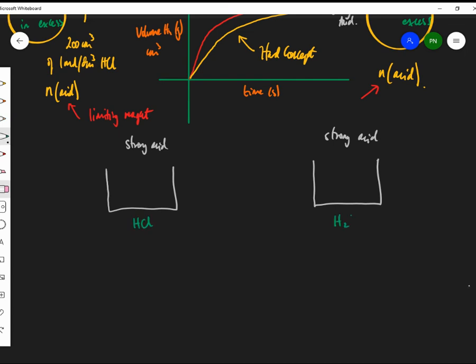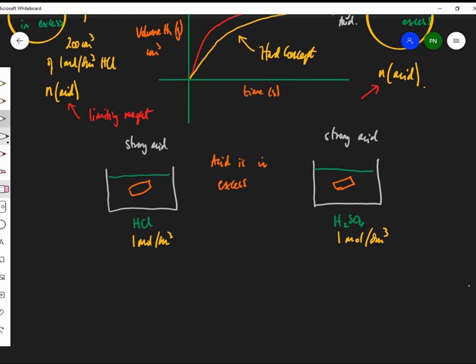And on the right, we're going to have sulfuric acid. Now, the concentration of the strong acid on the left, I'm going to say, is 1 mole per decimeter cubed. And the concentration of the acid on the right is 1 mole per decimeter cubed. I'm going to stick a little bit of magnesium in this one, and a little bit of magnesium in this one. And again, the acid is in excess. Okay, I'm going to put the water in there.